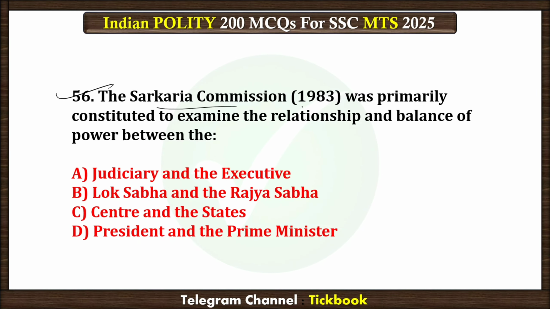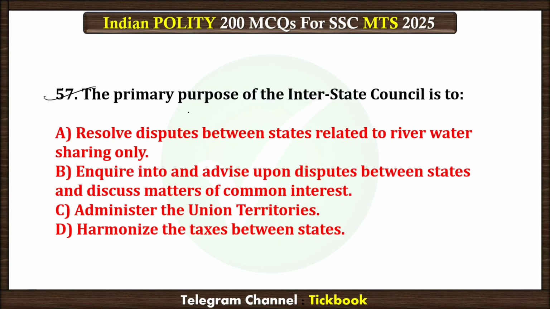56. The Sarkaria Commission 1983 was primarily constituted to examine the relationship and the balance of power between the option number C, center and the states. 57. The primary purpose of the Interstate Council is to number B, inquire into and advise upon disputes between states and discuss matters of common interest.